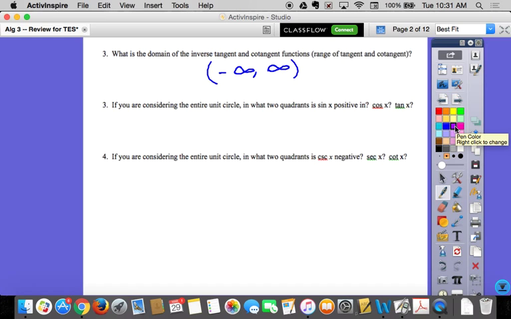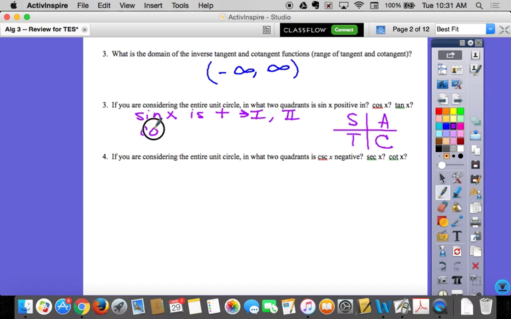It says, in which two quadrants is sine positive? If you remember, you're all students take calculus. Then you can come over here and tell me that sine x is positive in 1 and 2. And then you can tell me cosine x is positive in 1 and 4. And tangent of x is positive in 1 and 3. Okay, so that's not too bad.